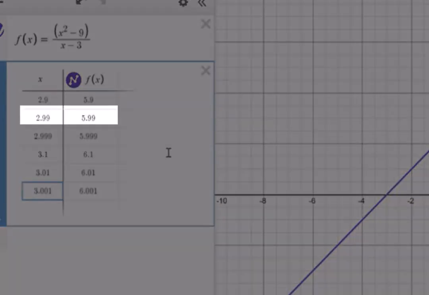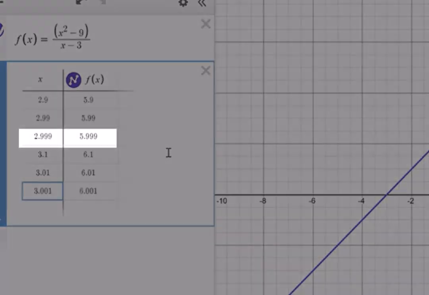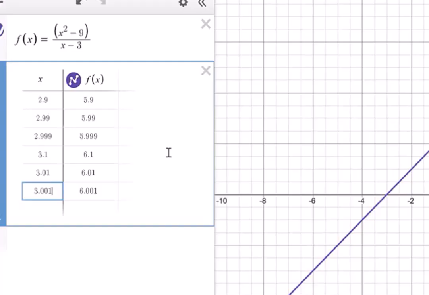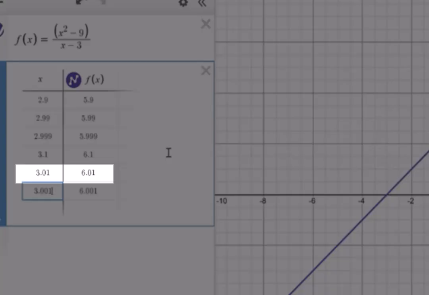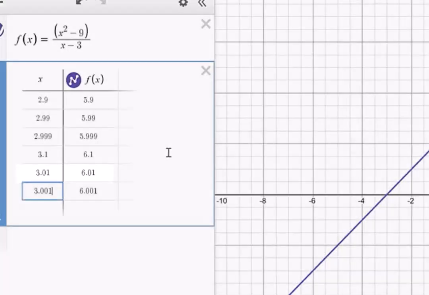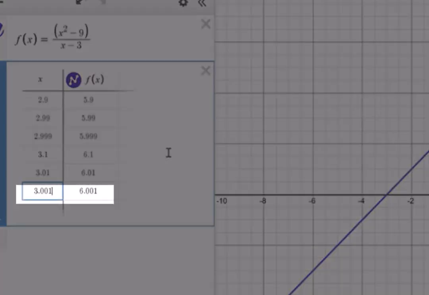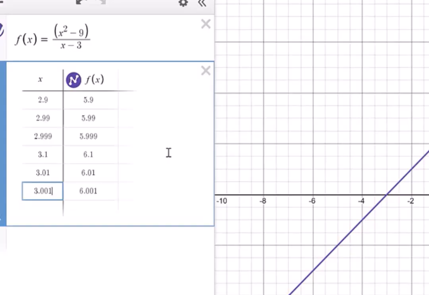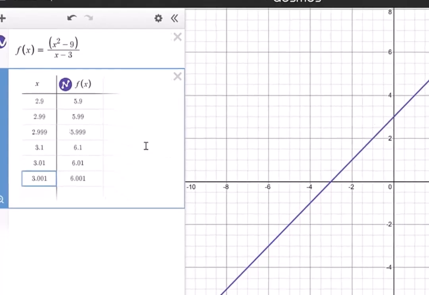At 2.99, we got 5.99. At 2.999, we got 5.999. So the closer I got to the value of 3, the closer the f of x value got to 6. On the other side, on the right side, I have 3.1, which gives me 6.1. I have 3.01, which gives me 6.01, and 3.001 gives 6.001. Again, as we got closer to 3, our f of x value got closer to 6.